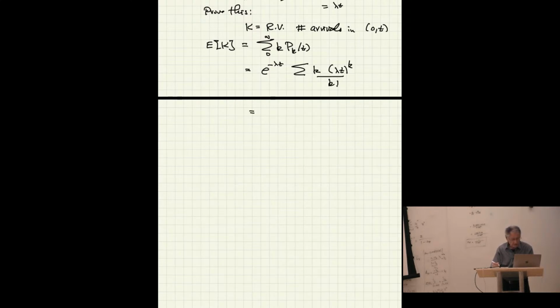Which trivially now, let's spend a little bit of time. It's lambda e to the minus lambda t. I'm going to take one lambda t out, and then what I have left inside, k equals now 1 to infinity, because I've got k over k minus 1 factorial. So upstairs I get lambda t to the k, that was there, and k over k factorial gives me downstairs k minus 1 factorial. So I don't need the 0th term.